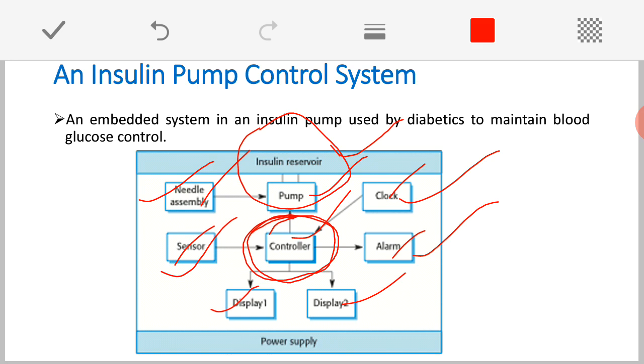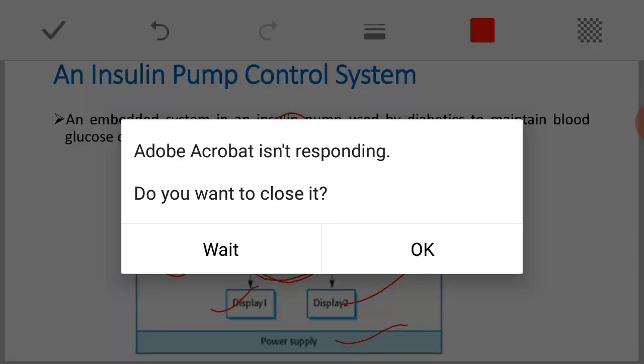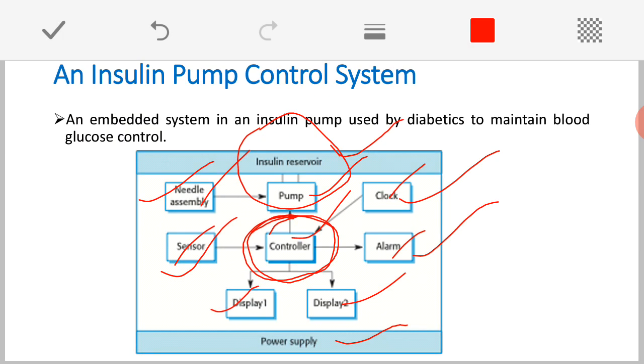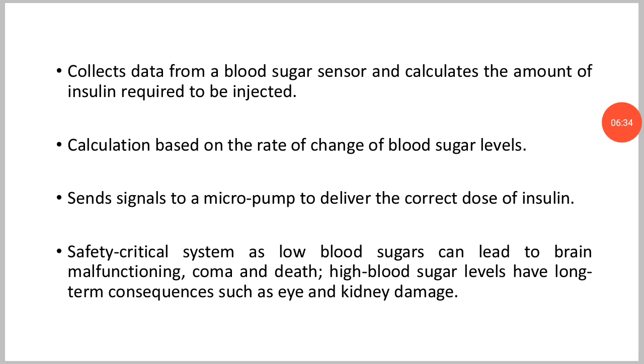Okay. So, when we combine all these different parts, this is an overall arrangement for what? This insulin pump control system as an embedded system. So, now just have a look here. We will see how this particular overall system is going to work, that we will discuss.